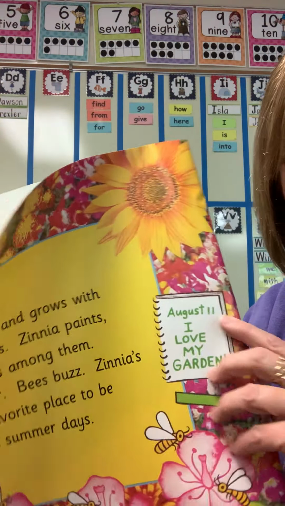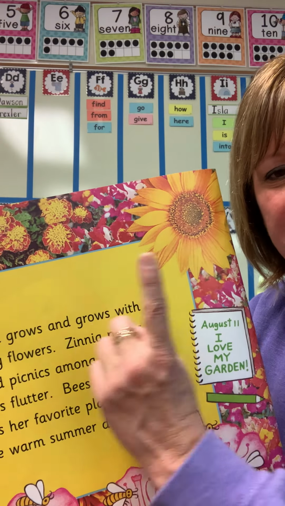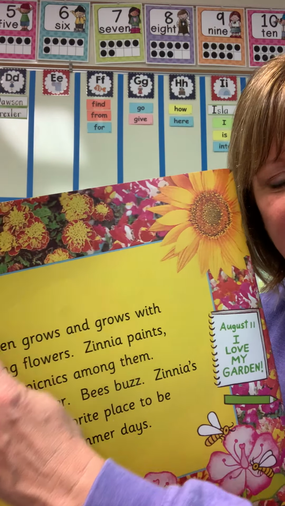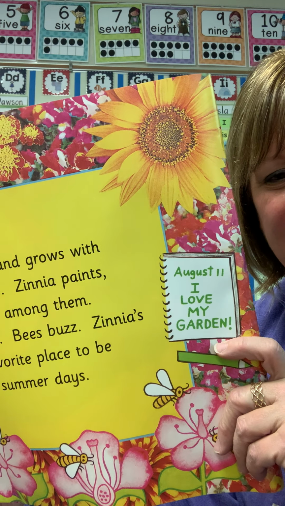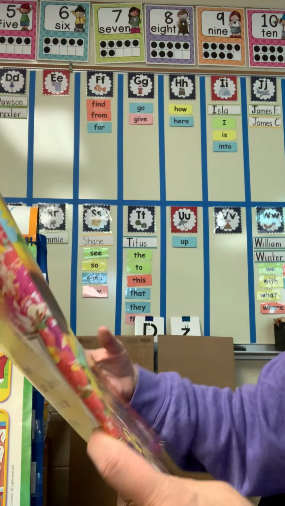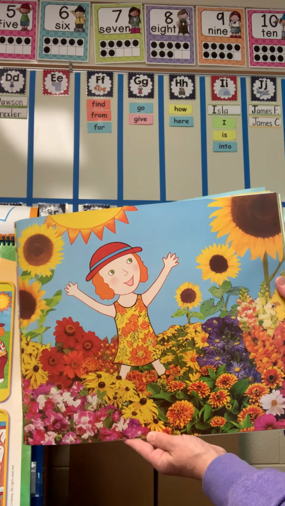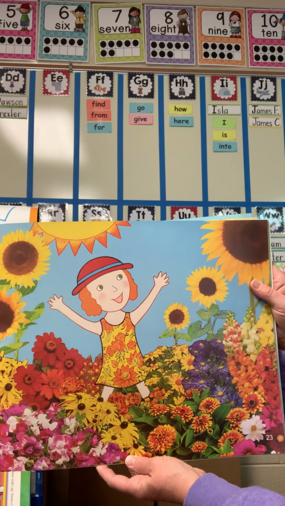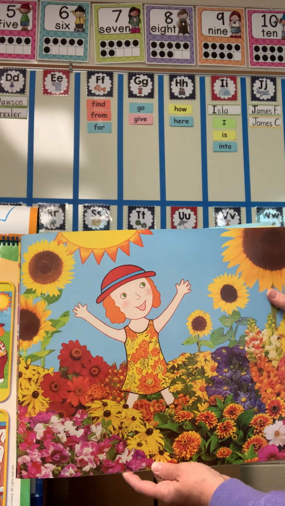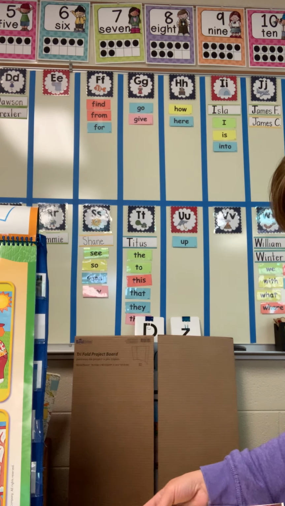See, this started in May and now she's in August. So that's May, June, July, August. So four months went by and she says, I love my garden. And here she is. Look how happy she is. Those are some beautiful flowers. Maybe you'll grow a garden just like Zinnia did.